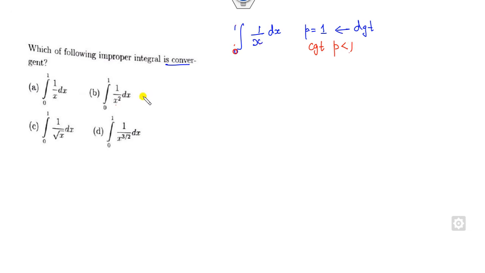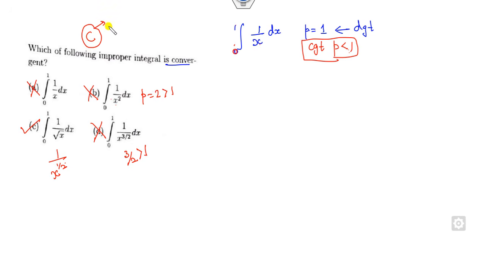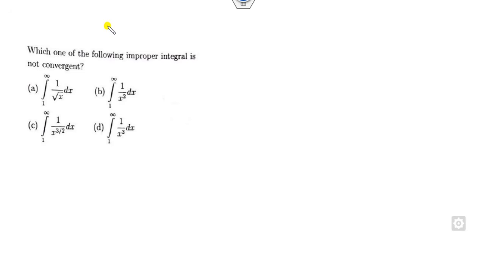Look at the second case. p is equal to 2, greater than 1, but we need convergence when p is less than 1 from 0 to 1. So this is not convergent. What is that? This is x to the power half. Half is less than 1, so it is convergent. 3 over 2 is greater than 1, so it is not convergent. So C is the right answer.